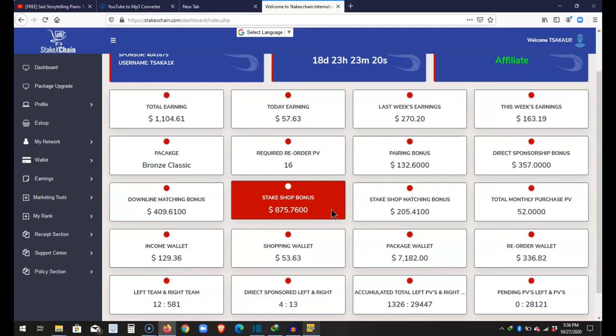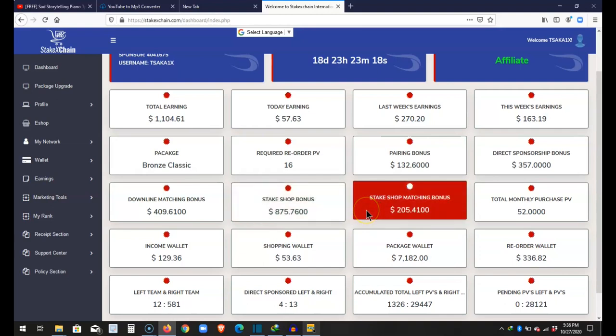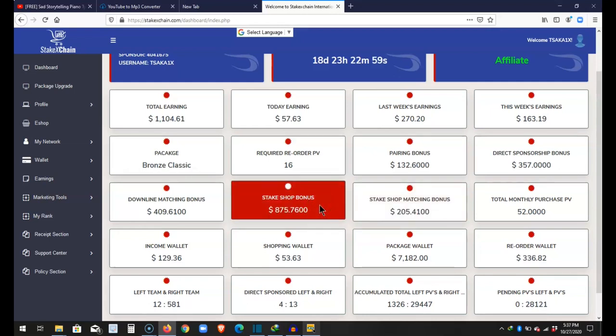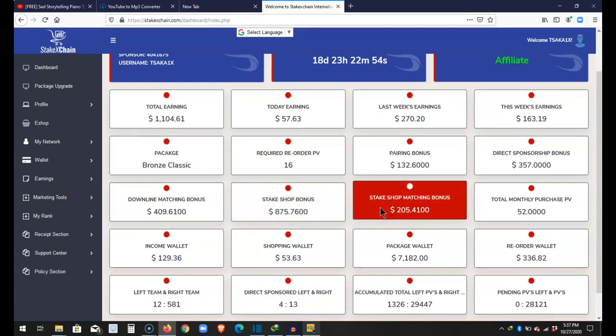Okay, now the stake shop matching bonus, it actually shows the total stake shop matching income earned, or it shows you the percentage of the cash bonus shared by the company with your downlines after the shop. So it means that while this is your personal stake shop bonus, when your downlines also get their stake shop bonus, you would also get some, and this is where it is calculated. Now there's a condition for earning this, and you can see that in the compensation plan breakdown.